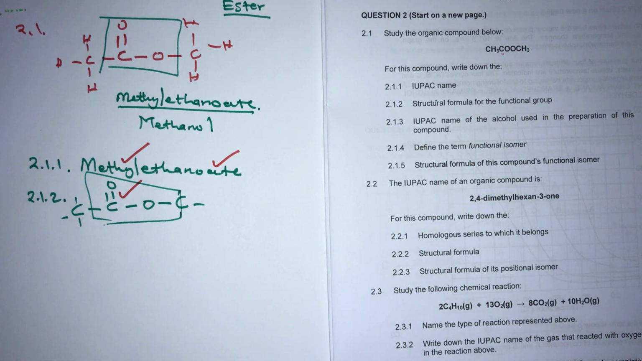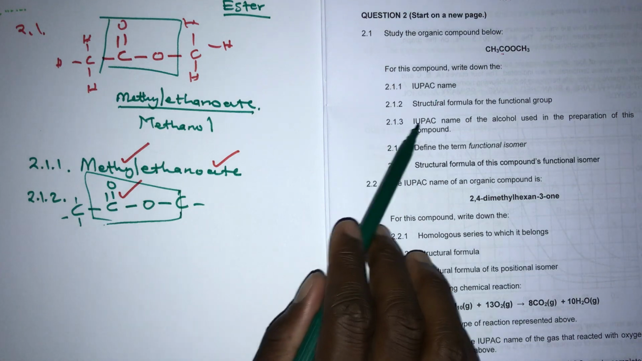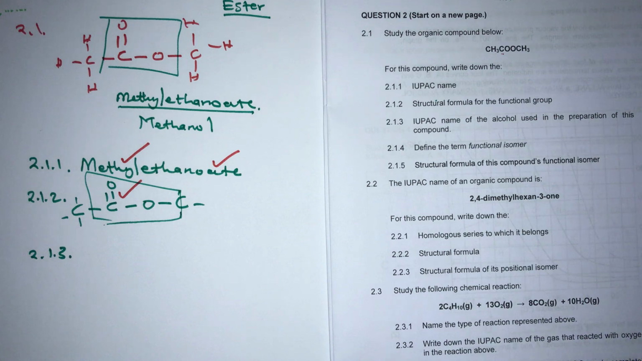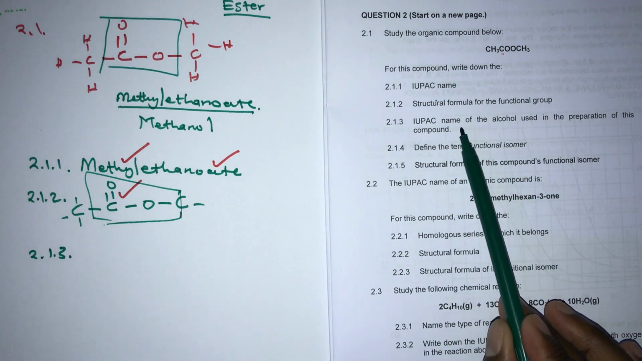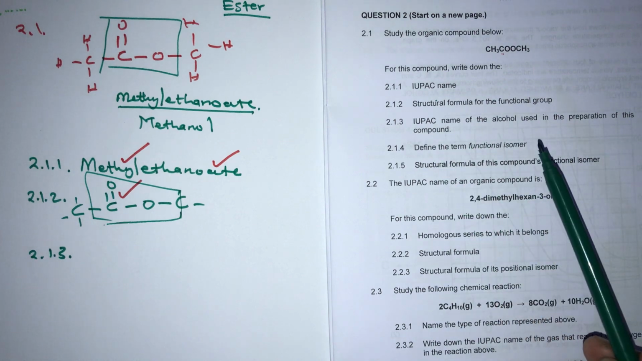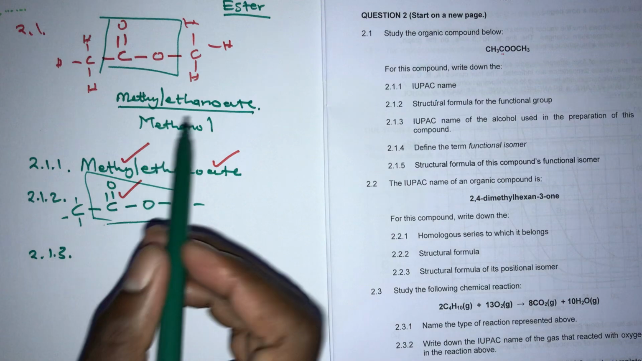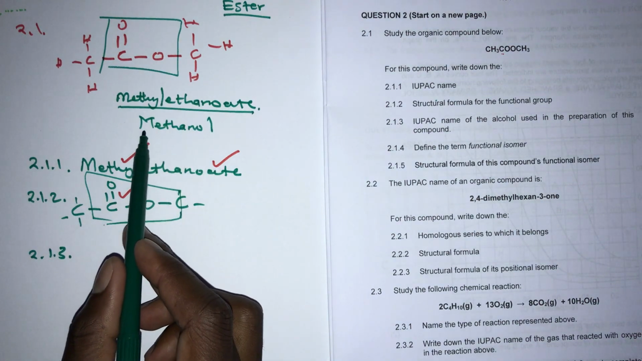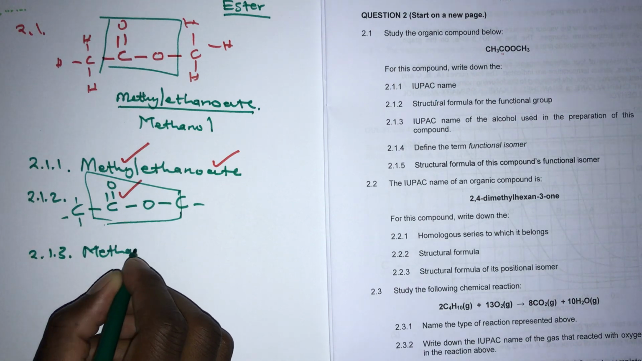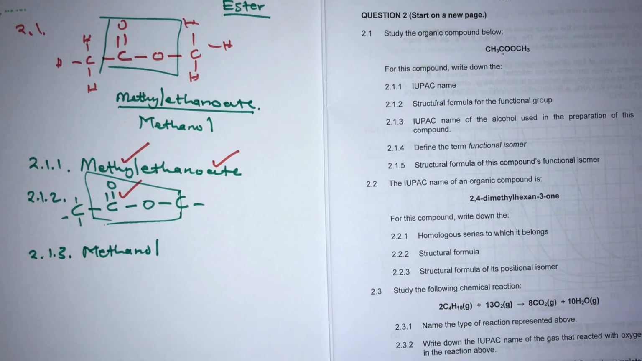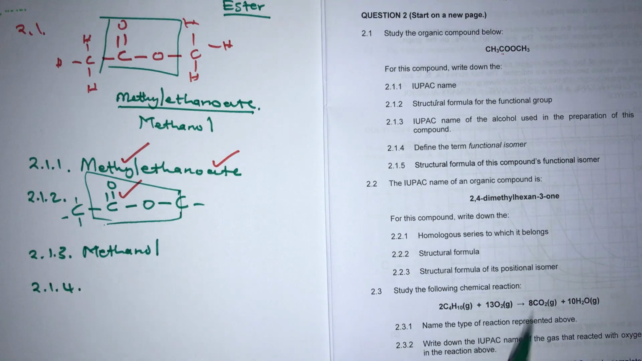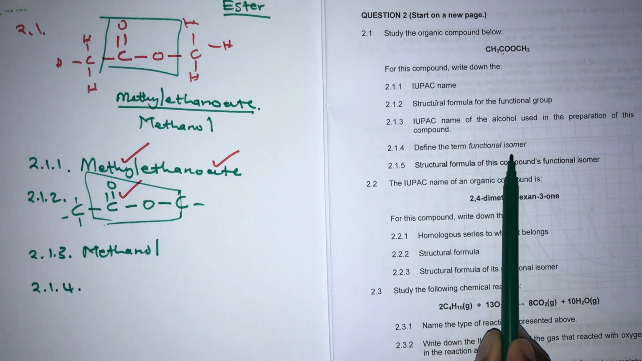So 2.1.3, the question said, write down the IUPAC name of the alcohol used in the preparation of this compound. Already we wrote the name of the alcohol. We said this is methanol. So we'll just copy and paste it now: methanol. So 2.1.4. The question said, define the term functional isomer.